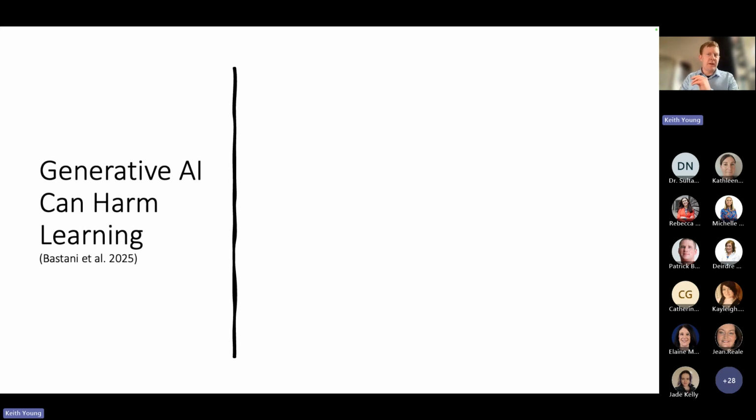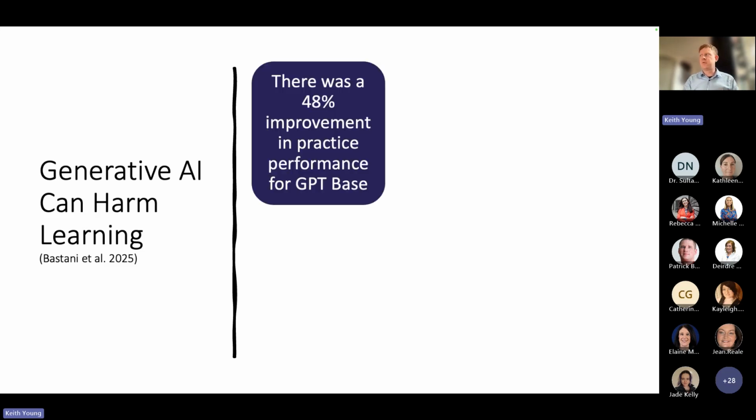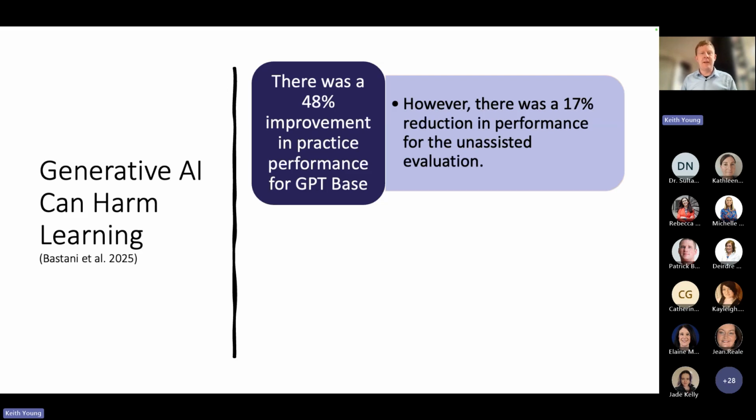So it was an experimental study that had several test conditions. There was obviously a control group here, but there was a test group, and the test group were given access to ChatGPT. Now, during the practice period, there was a 48% improvement in practice performance for that group in comparison to the control group. However, when that was taken away, there was a 17% reduction in performance for the unassisted evaluation. So it gave them a leg up to start with, but if we took it away, it ended up damaging learning because they're outsourcing all their thinking.